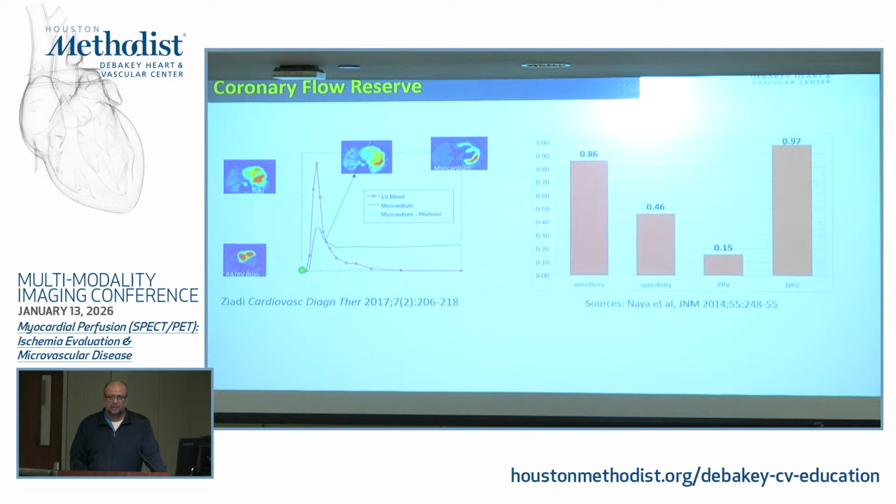And in this paper, they've shown that in patients who have normal myocardial blood flow reserve, the chance of missing obstructive disease across the board in a high-risk population is less than 3%. So it is very high accuracy.